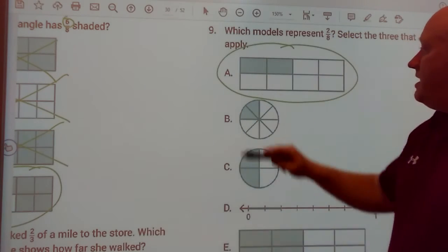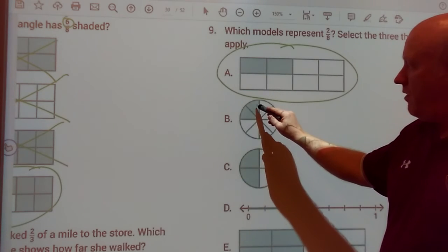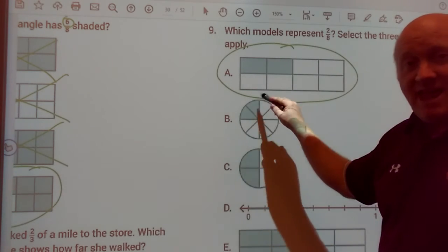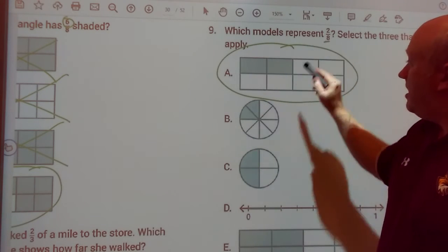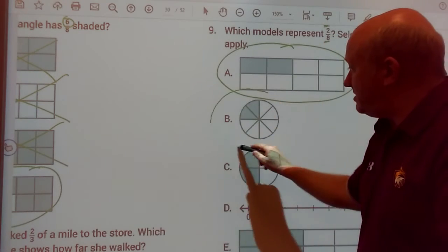There's 1. Now let's look at this pie here, shall we? How many slices do we have? We have 8 slices, right? There's my 8. How many slices are shaded? 2. There's my 2. So B is an answer.